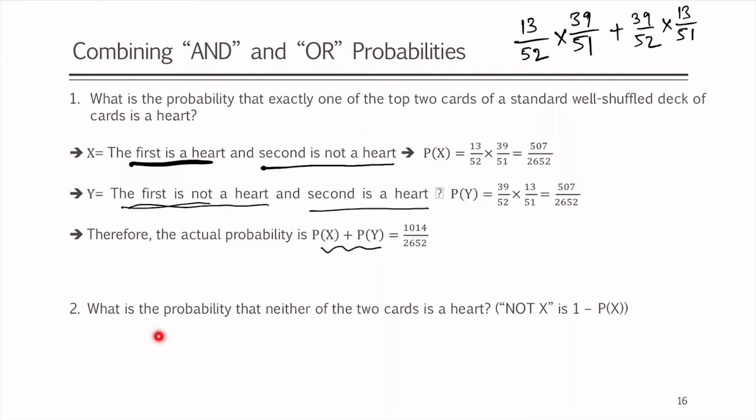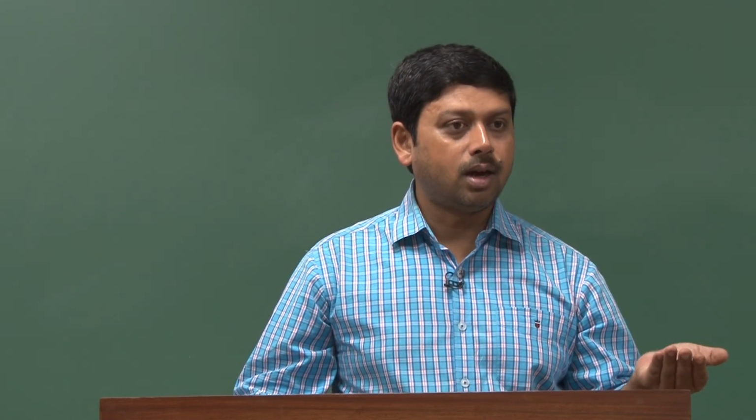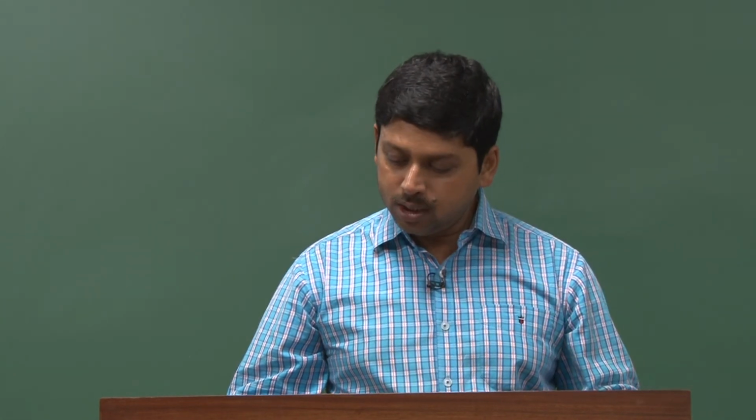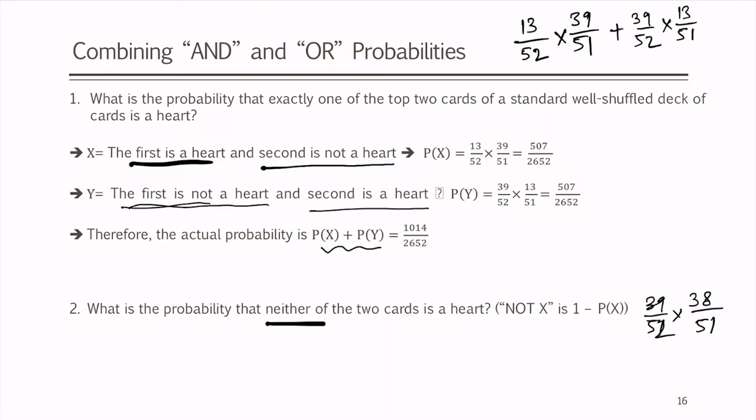Now, the second one: what is the probability that neither of the two cards is a heart? Again, I can do it in two different ways. The first card is not a heart in 39 by 52 ways, and the second card is not a heart in 38 by 51 ways, because there are 39 non hearts. So, I am picking any of them, then I am left with 38 non hearts out of 51 cards. So, this is the probability that neither of the two cards is a heart.